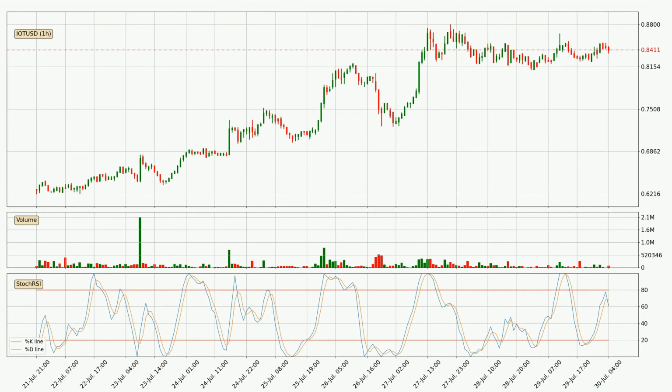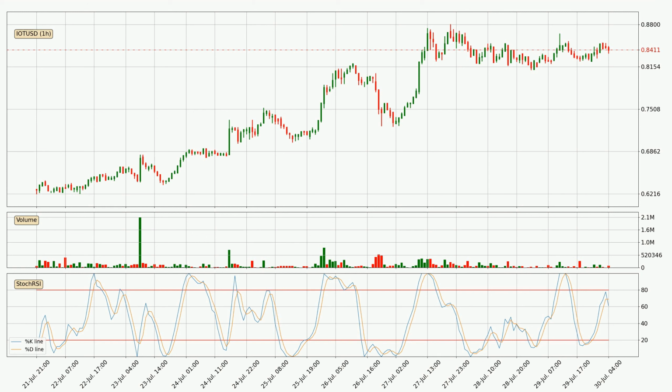Moving to the stochastic RSI, it shows, similar to the RSI, overbought and oversold conditions, but moves quicker up and down to improve sensitivity and generate a greater number of signals. It consists of two lines, the %K and %D lines. The %D line is a moving average of the %K line, so it moves slower. Cross points between the two lines could show a trend change.